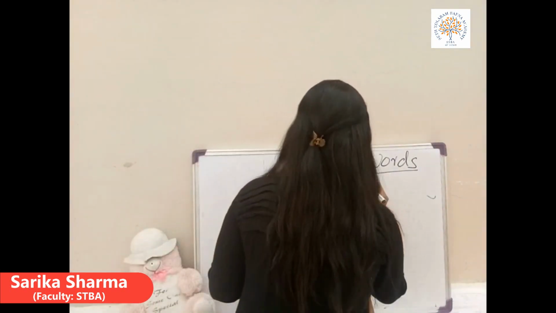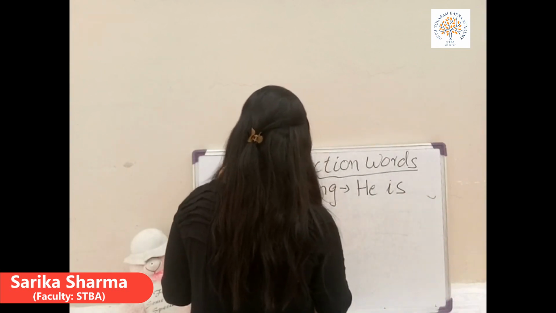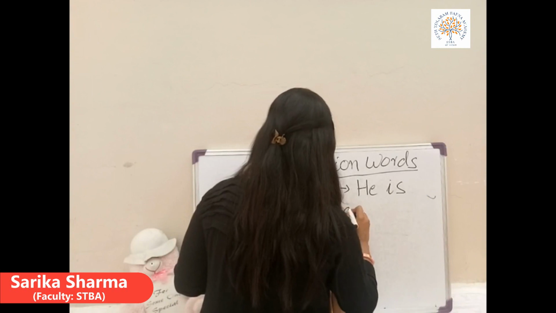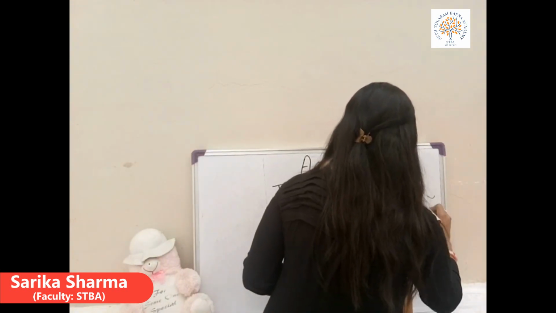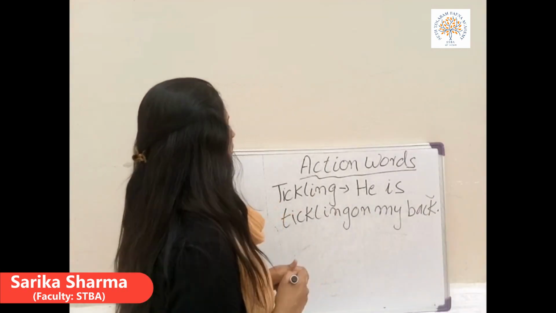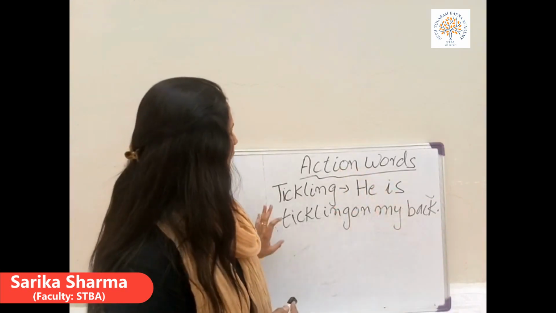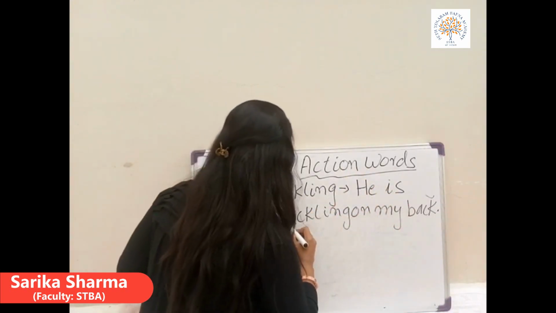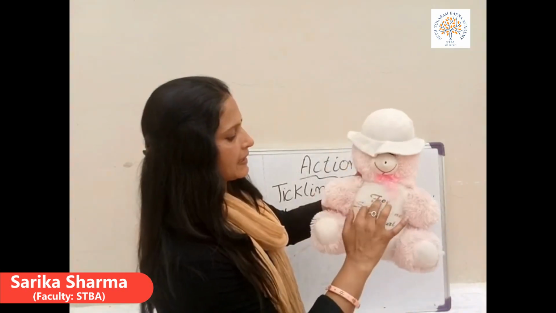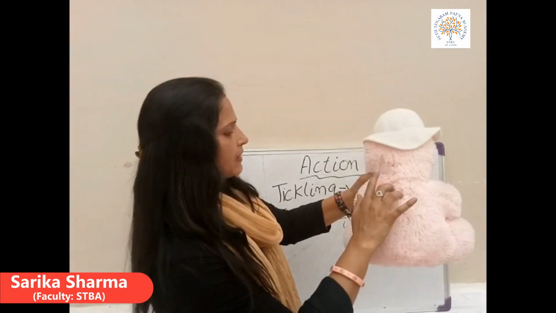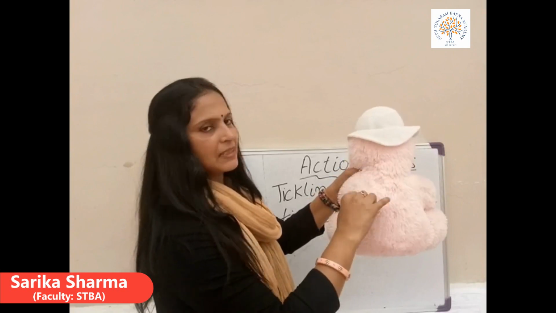Now, he is tickling my back. So what have I written? He is tickling my back. In this sentence, which word is the action? Tickling is an action word. Again, I am showing you the action of tickling like this. He is tickling my back like this. I am tickling. See? It usually makes the other person laugh.